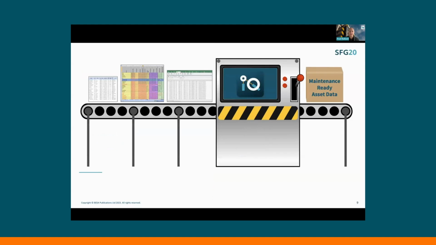So we've built a whole new load of functionality that hopefully solves all those problems. It takes that data in any Excel format, moves it through an AI mapping process in terms of assisting and providing you guidance on where key decisions need to be made around your maintenance. And then it produces that set of maintenance ready asset data.